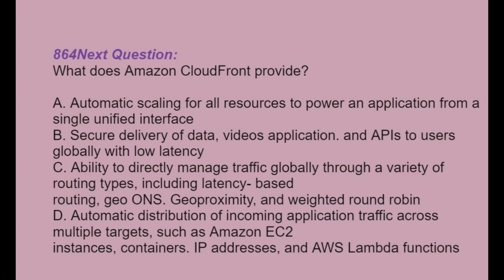Option D, automatic distribution of incoming application traffic across multiple targets, such as Amazon EC2 instances, containers, IP addresses, and AWS Lambda functions. Correct answer is option A.